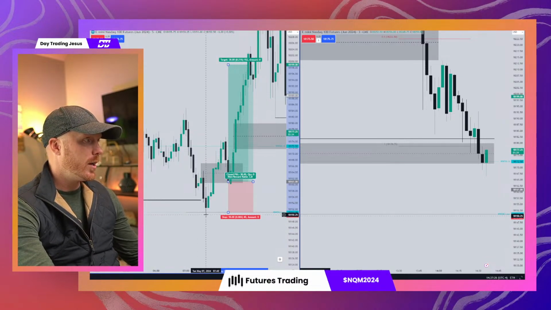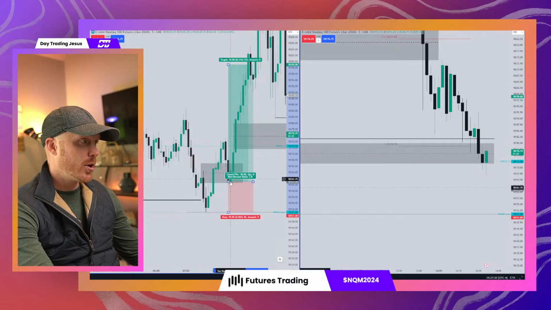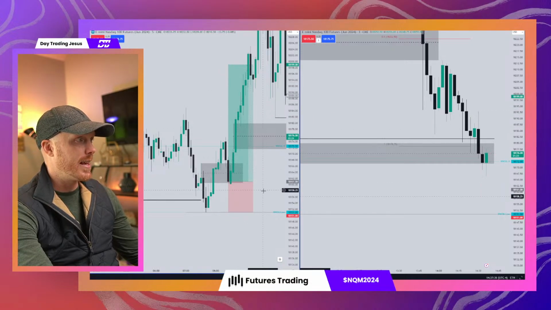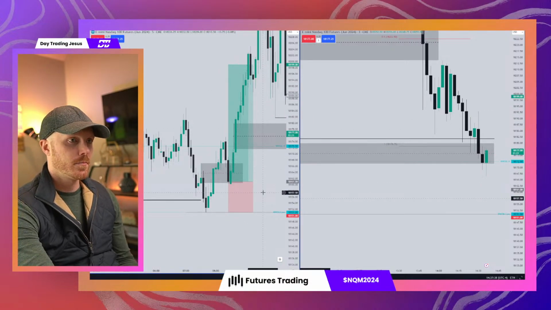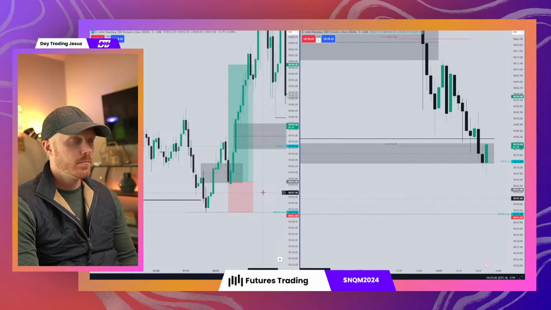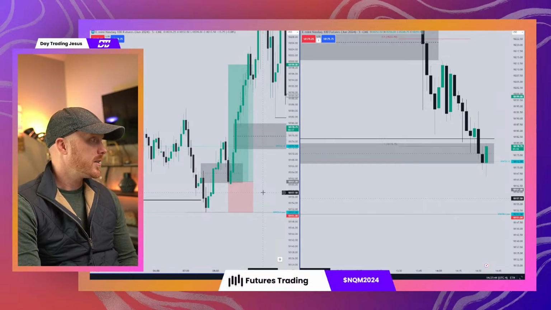We grab liquidity. We shoot up the other direction. We come back down trying to get people into going short or getting out of their long positions so that they don't go on this move, and then it just explodes higher. Amazing. I love it. This is what I trade.